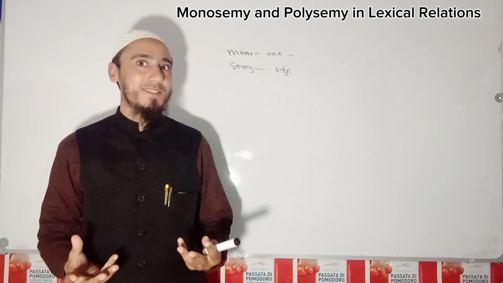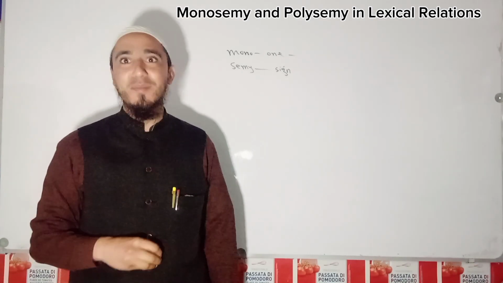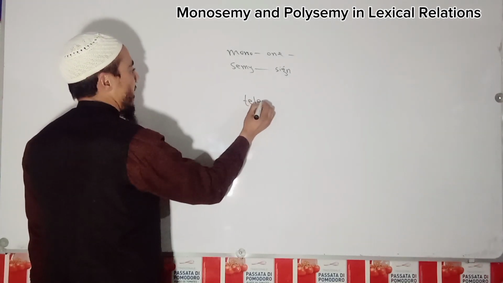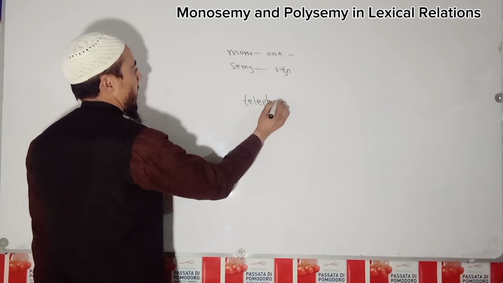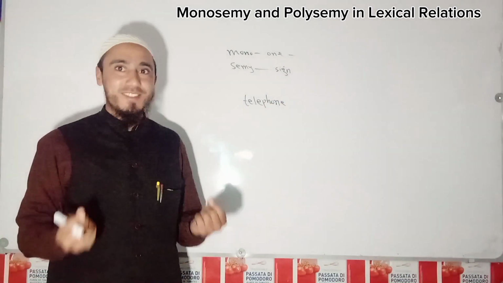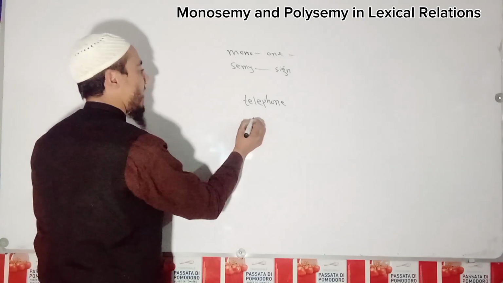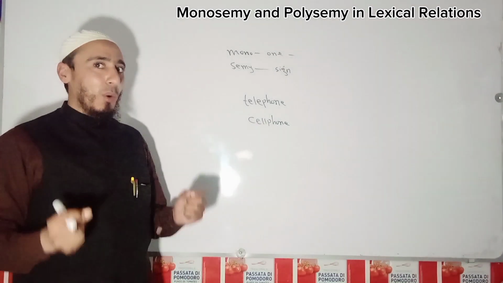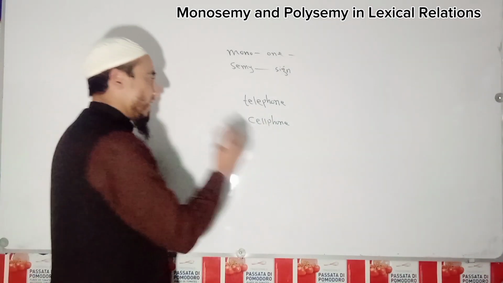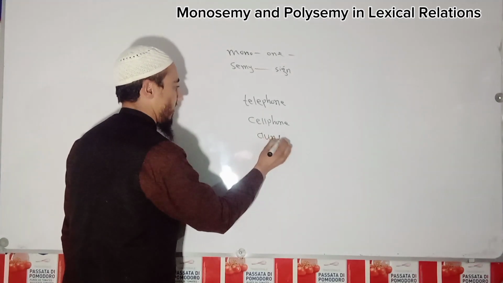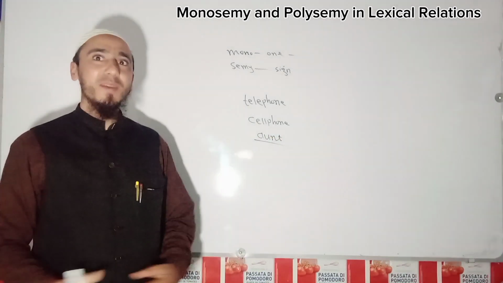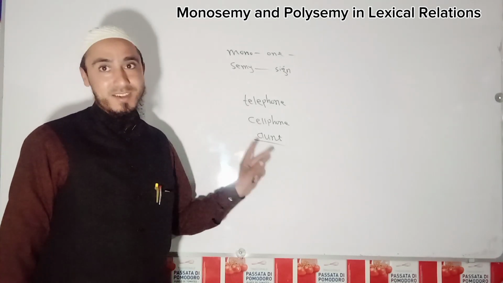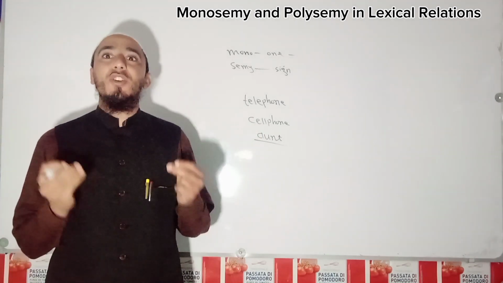There are many words which have just a single meaning. For example, take the example of telephone. The word telephone has just a single meaning. Take the example of cell phone. Cell phone is a word which has just a single meaning. Same is the case of aunt. This aunt also has a single meaning. There are so many other examples, but I just presented 3 examples before you so that you know what is meant by monosemy.